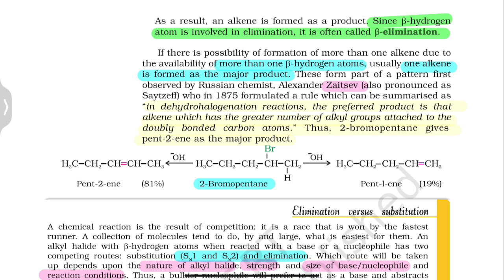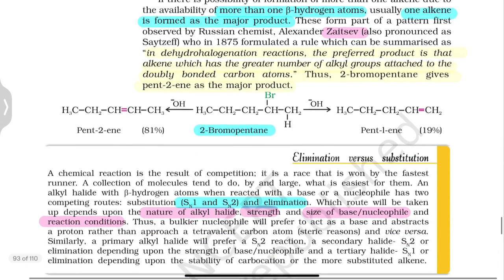If there is a possibility of formation of more than one alkene due to the availability of more than one beta hydrogen atom, usually one alkene will be formed as the major product. So suppose more than one product is formed, one will be the major product, and that product will be formed according to Saytzeff rule. Before reading this Saytzeff rule, we will see this example.